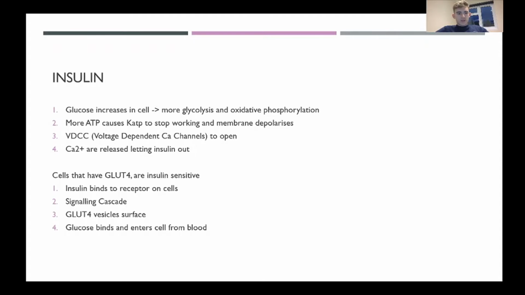This will cause these voltage-dependent calcium channels to open up, and therefore calcium 2+ will enter and release the insulin vesicles that we just talked about in those hexamers, and they will exit the cell via exocytosis.